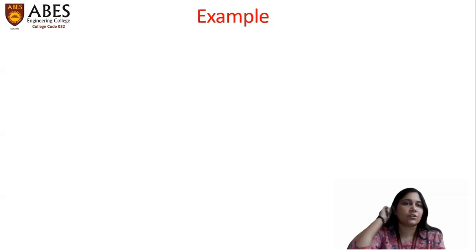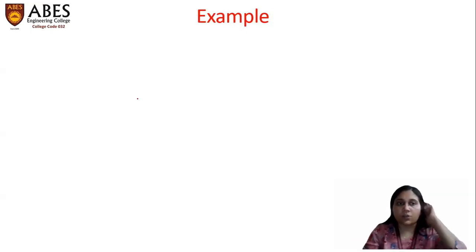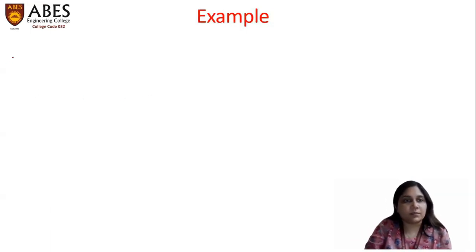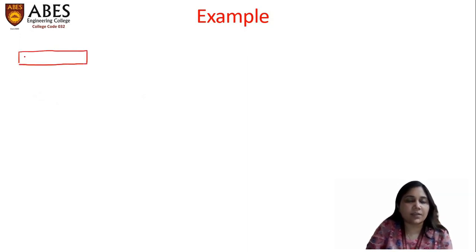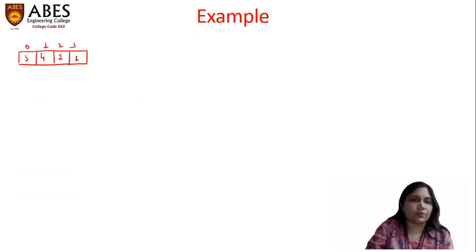I'm going to explain this using an example. This is my array, an array of only 4 elements. Suppose this is a list of elements that is already in descending order. Okay, let's take it like this instead: 3, 4, 2, 1, with indices 0, 1, 2, 3.